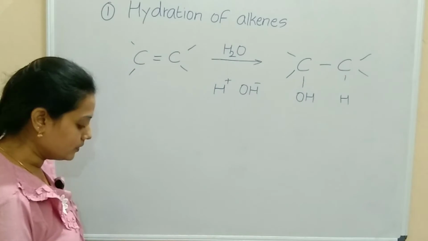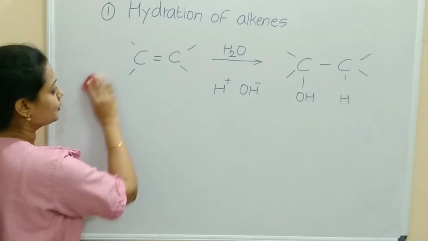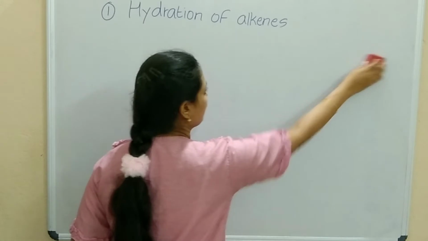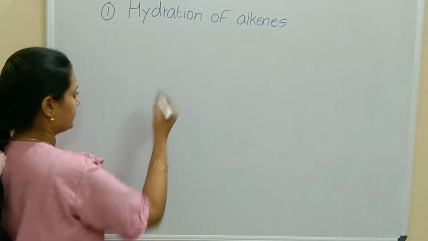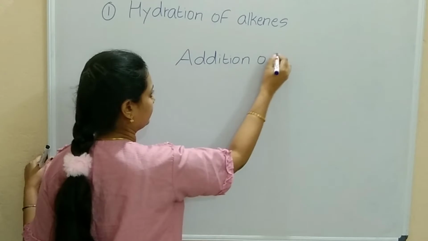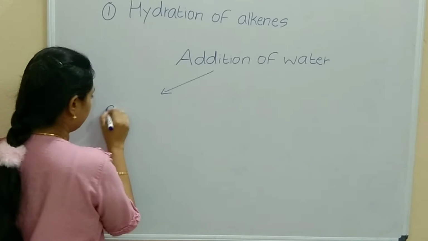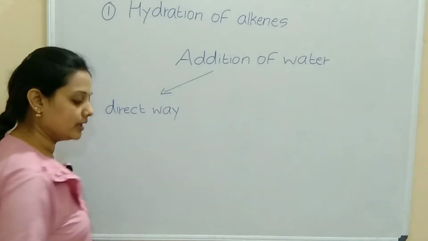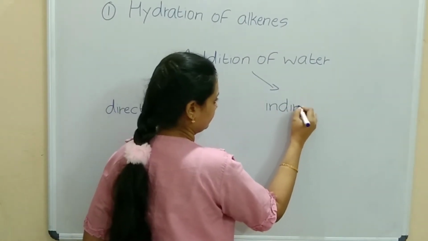Now here we have two methods again. The addition of water takes place in two ways. That is, the direct addition of water and the indirect addition of water. Okay, addition of water takes place in two ways. So addition of water to alkenes can be in a direct way, directly adding water, H and OH. Over here, indirect way of adding water.